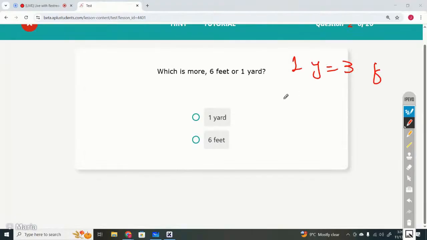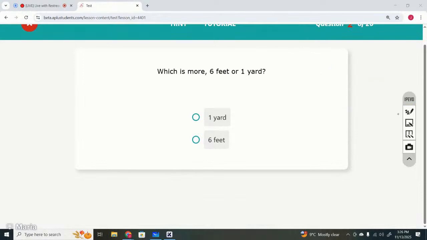So here we are given 6 feet. Which is more, 6 feet or 3 feet? 6 feet is more, right? That means 6 feet is more than 1 yard. The correct option is 6 feet. Option number 2 is the correct option.